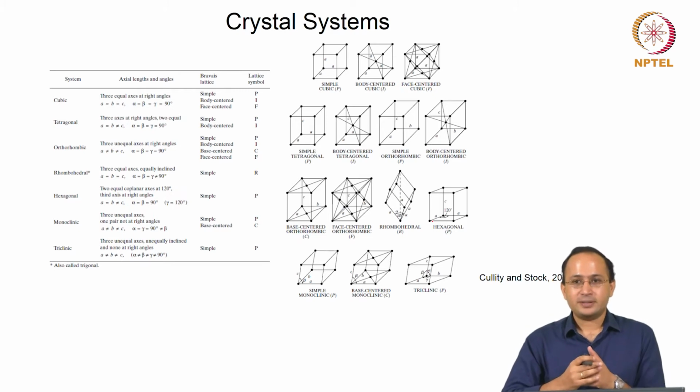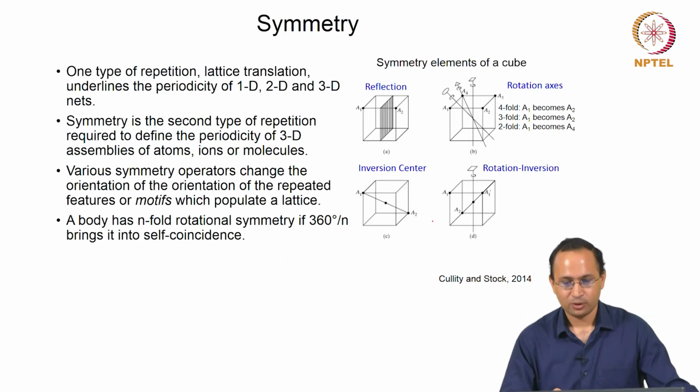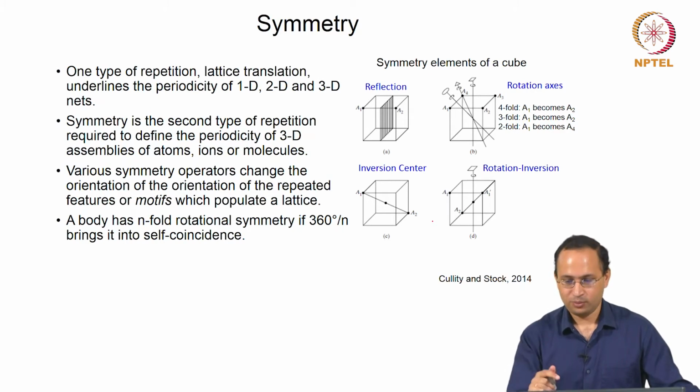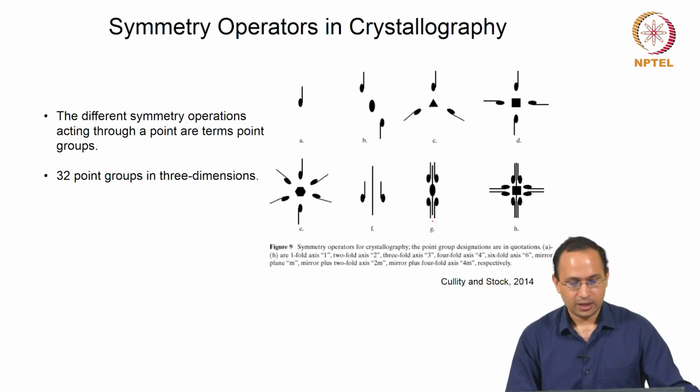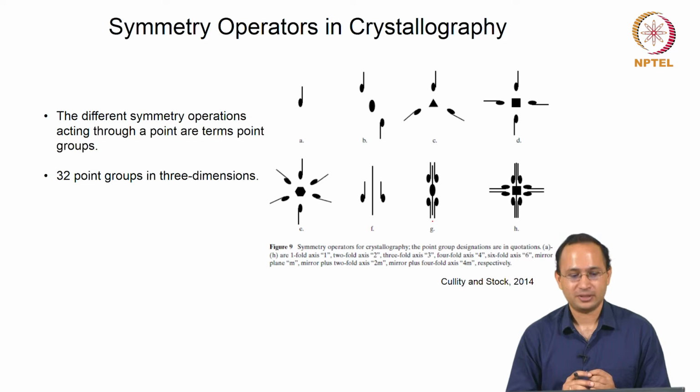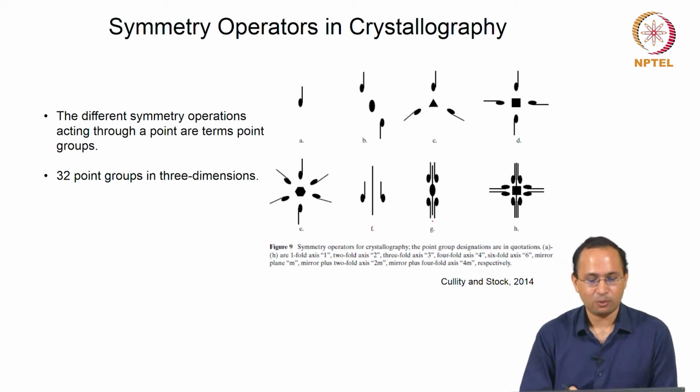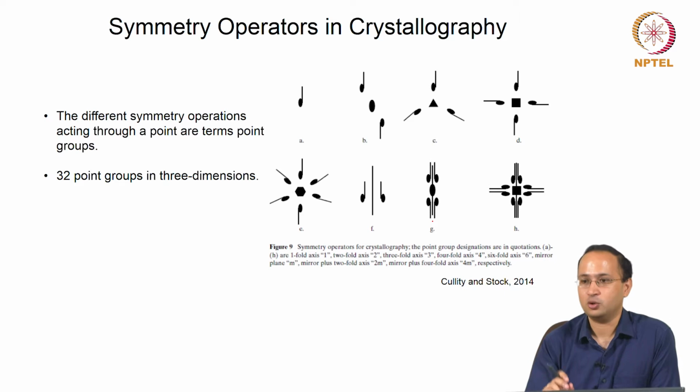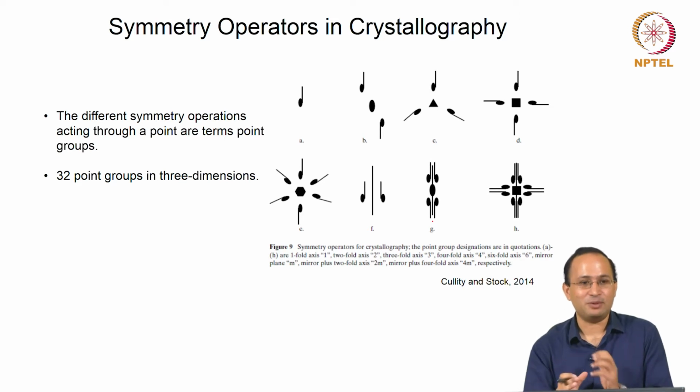And we discussed the symmetry, right. So you can have reflection, everyone is clear, right. You can have a rotation axis, right. You can see how we have 4-fold symmetry in a cube, 3-fold symmetry, 2-fold symmetry, right. And then you have an inversion center, a rotation inversion symmetry. So basically these symmetry operations are used in crystallography, and the different symmetry operations acting through a point are termed as point groups. Okay. So there are 32 point groups, basically 32 symmetry operations in 3 dimensions, right.